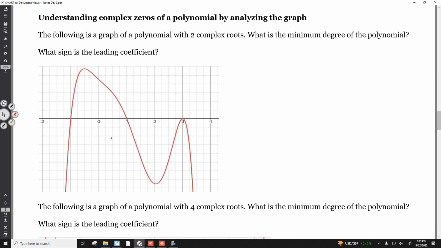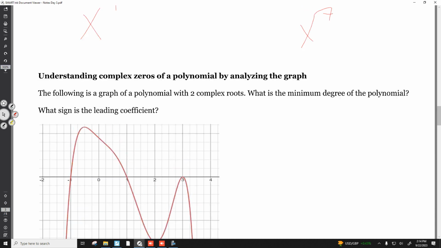Because complex zeros come in pairs. If I give you, hey, this polynomial has this one complex zero, you know it has to have the other one. Okay? So that's why I'm going to say x cubed. Yes, the least possible degree is 3. Okay, moving on.